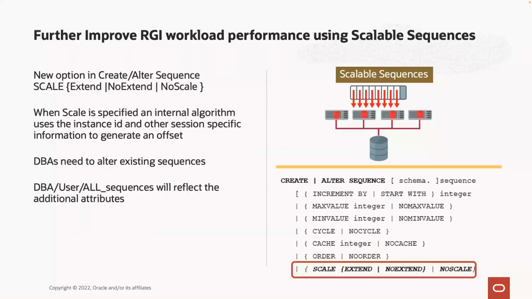But we work with so many customers. We looked at hundreds of sequences, and we found out that about 75 to 80% can be converted to scalable sequences. And so that made it much easier. Now, this is the only part where a DBA has to work with the application developer to understand the business needs before they can decide whether they can use scalable sequences.